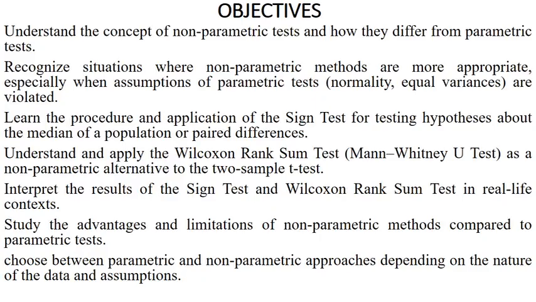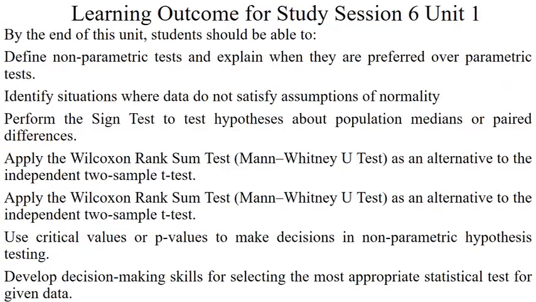population of paired differences. Understand and apply the Wilcoxon rank sum test as a non-parametric alternative to the two-sample t-test. Interpret the results of the sign test and Wilcoxon rank sum test in real-life context. Study the advantages and limitations of non-parametric methods compared to parametric tests, and choose between parametric and non-parametric approaches depending on the nature of the data and action.